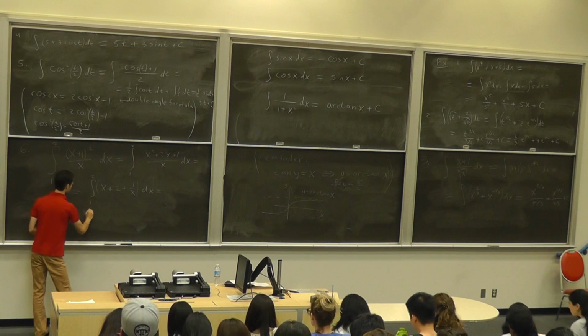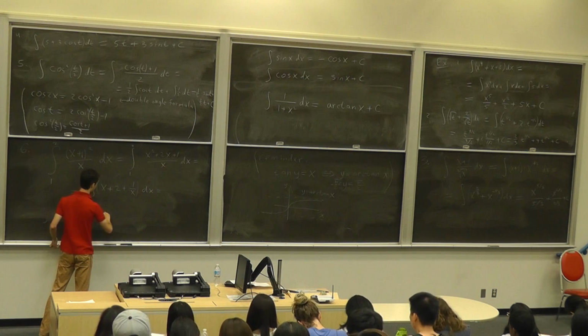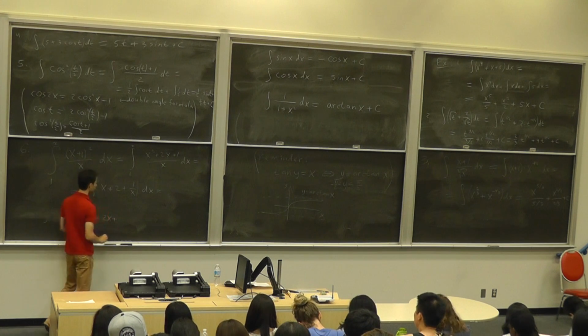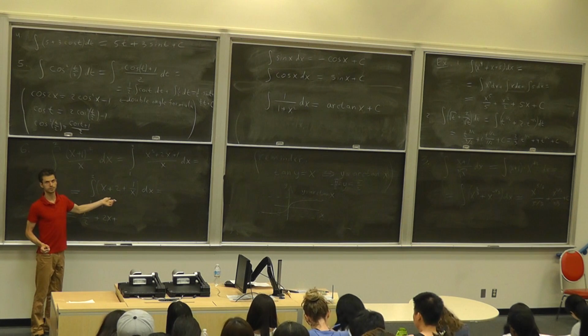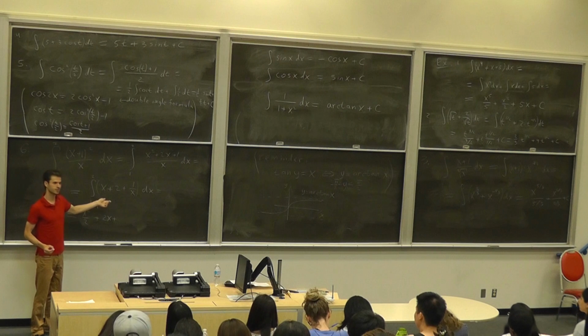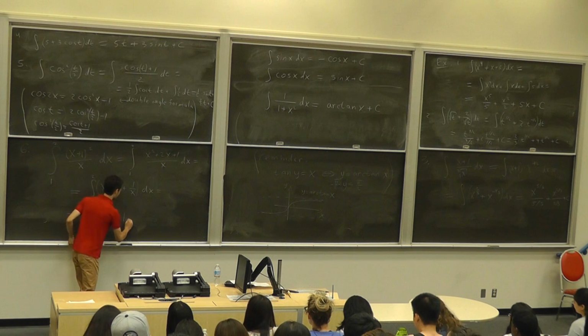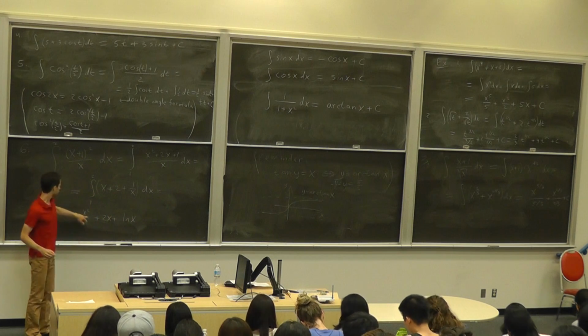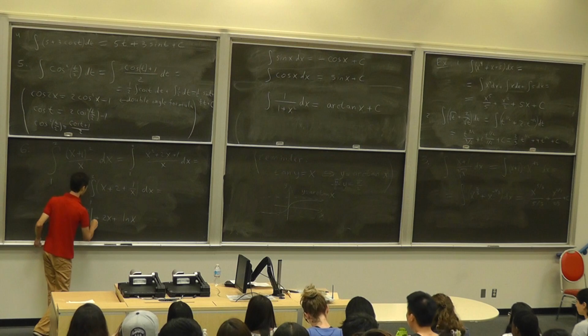Antiderivative of x is x squared over 2. Antiderivative of 2 is 2x. Antiderivative of 1 over x is the logarithm of x. And then I have to evaluate each one of these functions at the endpoints, at 1 and 2.